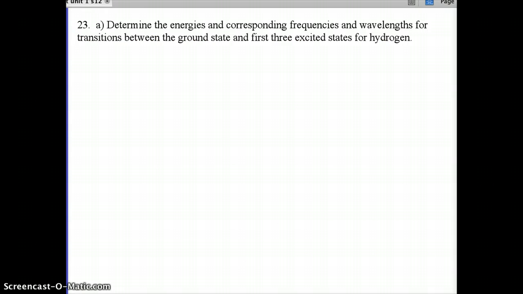So we're now going to try problem 23 in your packet. And we're only going to do part A. You're going to do part B on your own as part of your assignment. But we're going to do several cases here. So I'm going to do several calculations for this one. What we're trying to do is find the energies and then the corresponding frequencies and wavelengths between the ground state and the first three excited states. So we're going to do n equals 1 to 2, and then n equals 1 to 3, and then n equals 1 to 4.